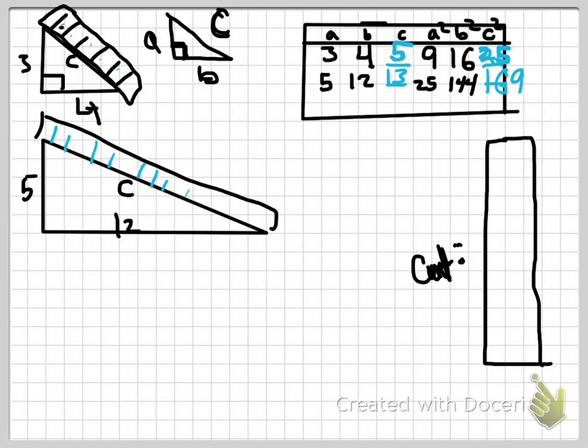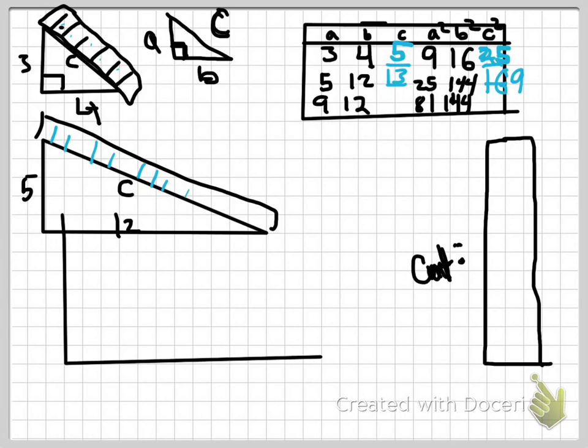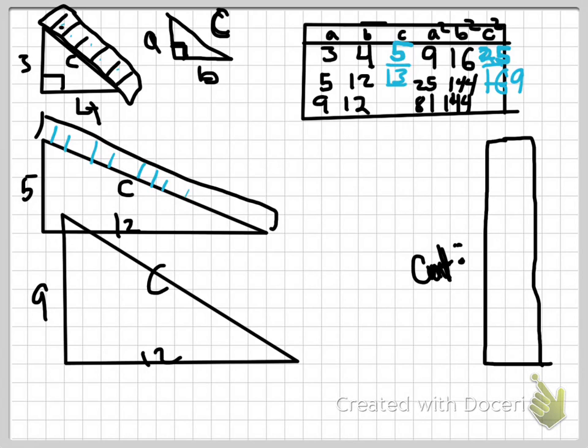Okay, we're going to do one more drawing. It's going to have a side length of 9 and a side length of 12. So A squared should be 81, B squared should be 144. Go ahead and draw this triangle out. So you should have 9 and 12, and you're going to find side C, measure it, fill in C and C squared, hit play when you've found them.